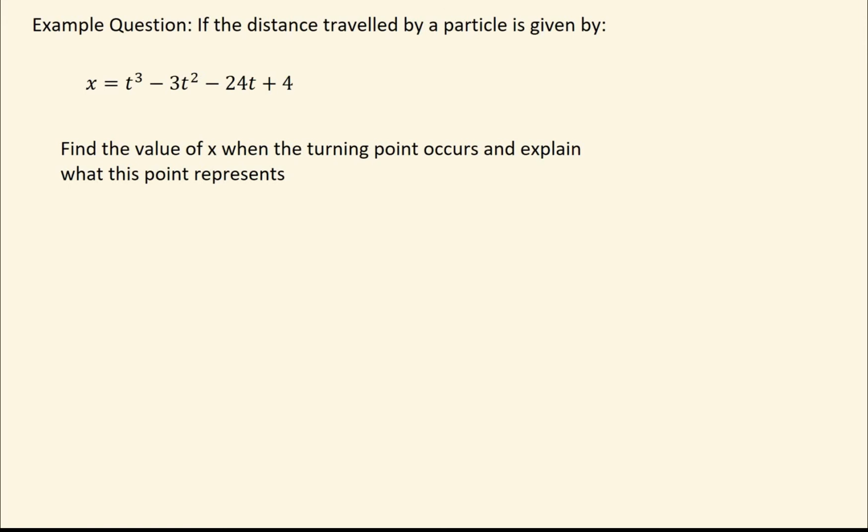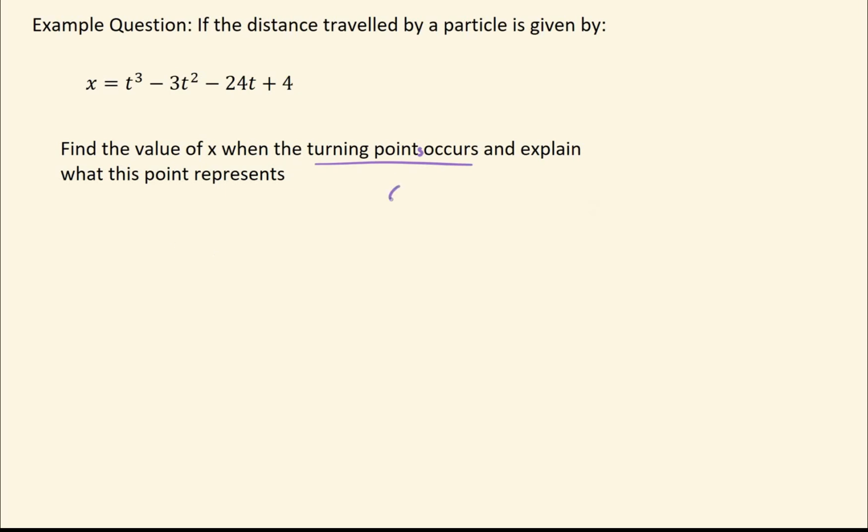Okay, a slightly more involved question. Here we've got the distance travelled by a particle given by this formula here. We're asked to find the value of x when the turning points occur, there's more than one, and explain what each point represents, or the point if there's only one of them.